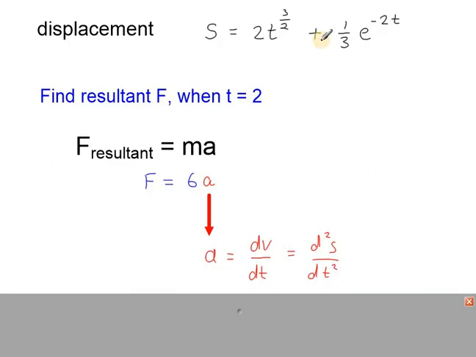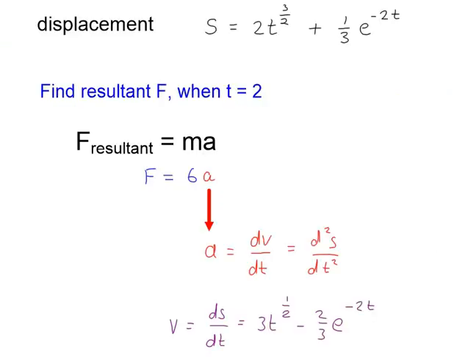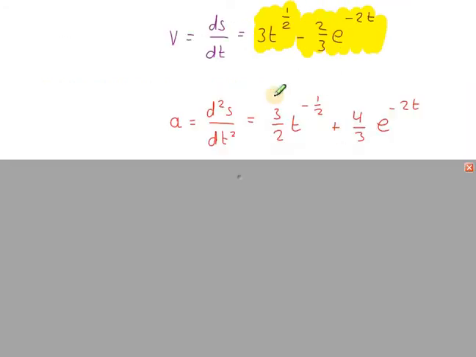To get the acceleration, we need to work out d2s by dt squared. We have to differentiate this twice. Remember, we're given the displacement function. You differentiate once to get velocity, you differentiate again to get acceleration. So the first derivative, if we differentiate this term, we get this term, and if we differentiate the second term here, we get this term here. And now the second derivative, d2s by dt squared, so differentiating this once more.